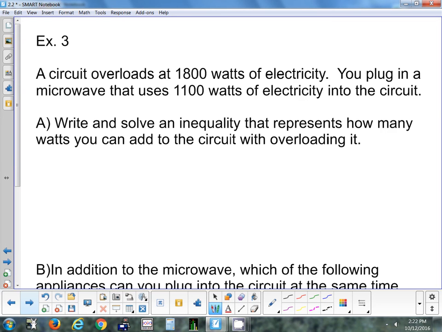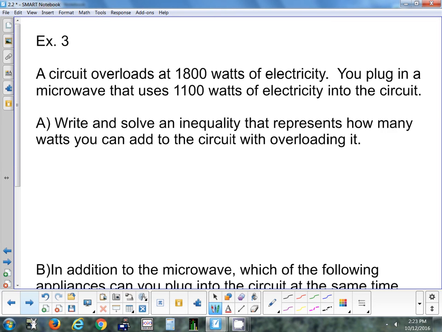Okay, it says, anybody in electrical? Anybody want to be in electrical? No. Well, then you won't like this problem. But anyway, it says a circuit overloads at 1800 watts of electricity. Okay, you're going to plug in a microwave that uses 1100. I want you to write and solve an inequality that represents how many more watts you can plug in without overloading the circuit.